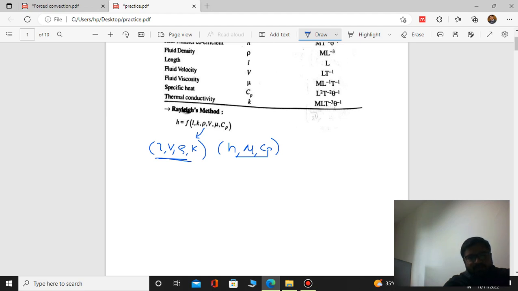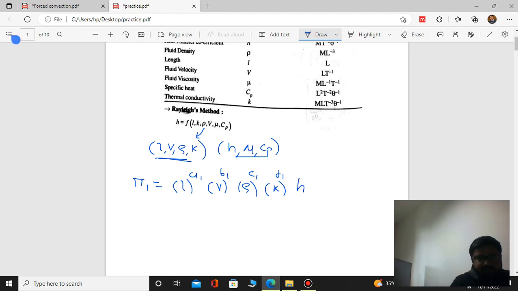Clear? Now here first of all we will have to write down pi 1. Now in pi 1 we will have to write, so which are repeating? L, so L raised to A1, V raised to B1, rho raised to C1, K raised to D1, and here you will have to write H.